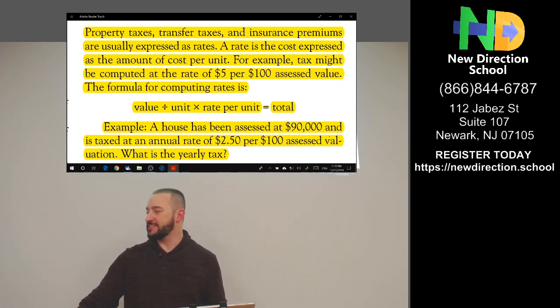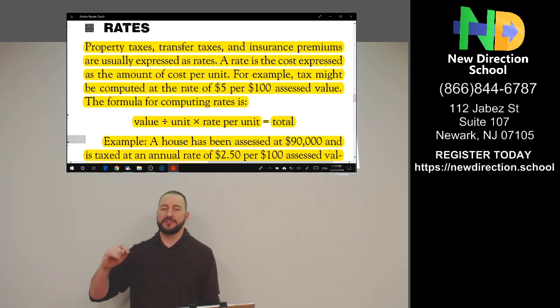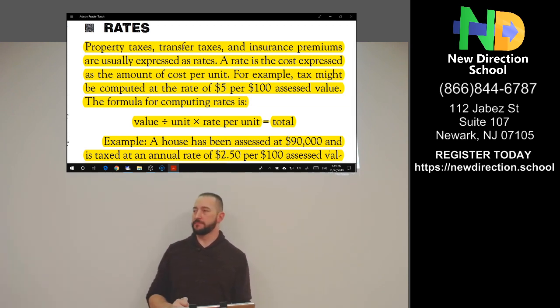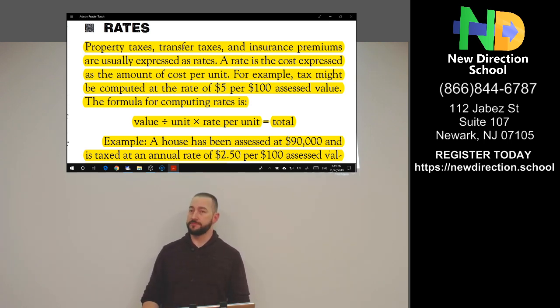So here's a question. A house has been assessed at $90,000 and is taxed at an annual rate of $2.50 per $100 of assessed valuation. What is the yearly tax? Before you start calculating, let me show you something. The formula says value divided by units, so that means we would have to divide 90,000 by 100. I'm going to show you how not to do that. Skip a step, shorten everything, go straight to the answers. Who would like that? Easy, right?